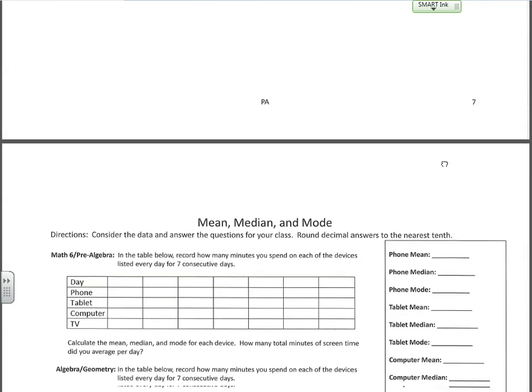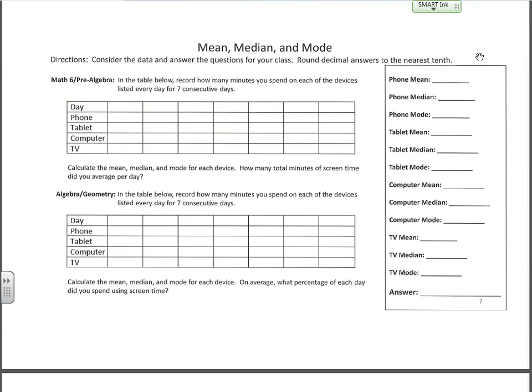Next one, mean, median, and mode. A couple packets ago, I asked you to track the number of hours of sleep you got each evening and find the mean, median, mode. Now I'm looking for your screen time. So I've got 4 devices listed here: phone, tablet, computer, and TV. And for 7 consecutive days, or if you turn your packet in early and it breaks up your 7-day sequence, just 7 days, record the number of minutes you spend on each device. And you'll find the mean, median, and mode for each of them.